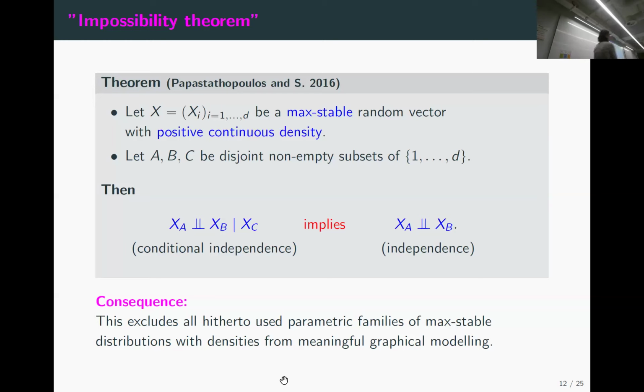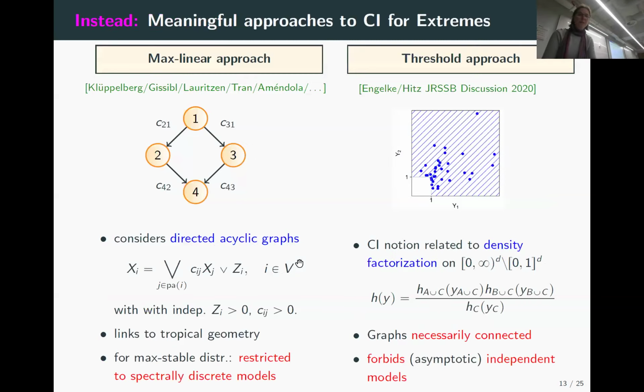Yes, only this direction. So yeah, exactly. So, but instead, there are two other lines of research.